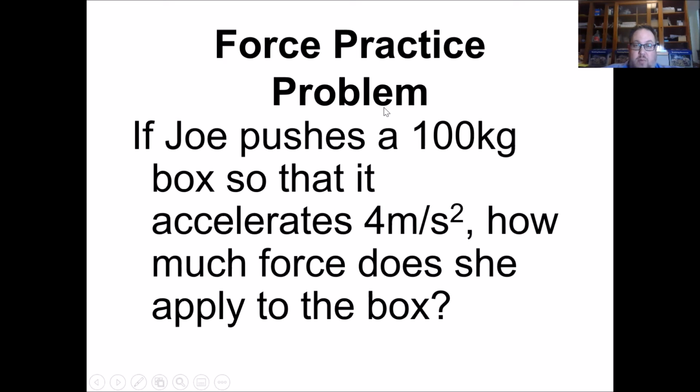Let's do one more practice problem. Let's say Joe pushes a 100 kilogram box so that it accelerates 4 meters per second squared. How much force is Joe applying to that box? So you're given a mass, you're given an acceleration, find the force.